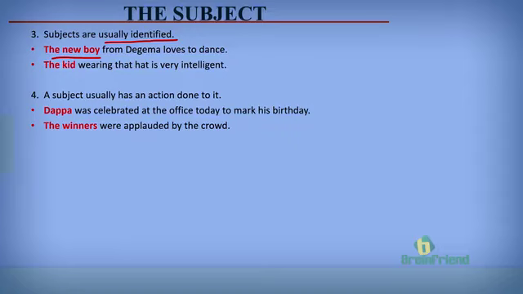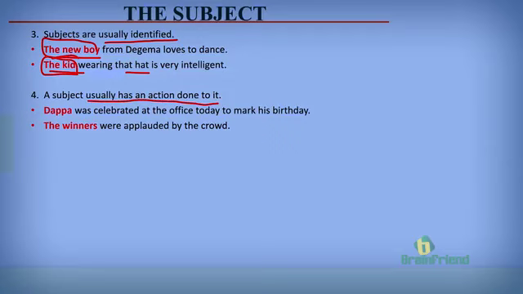And then the second sentence we have here says, the kid wearing that hat is very intelligent. Now you can identify this kid because we've described him in this sentence as the kid wearing that hat. So these are the subjects of the sentences because they are identified. And now the last way to identify a subject in a sentence is that a subject usually has an action done to it.